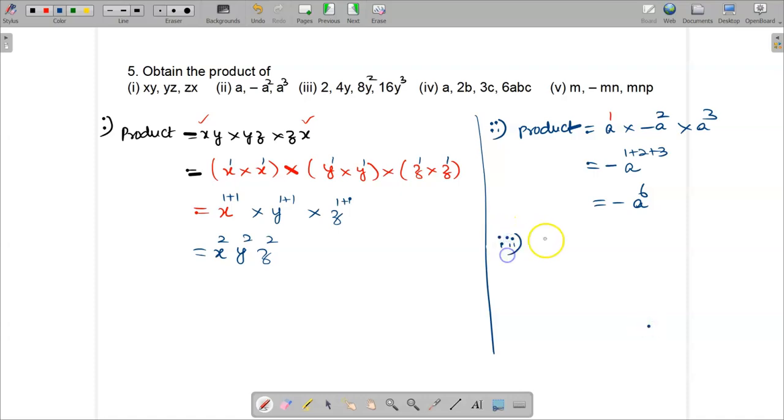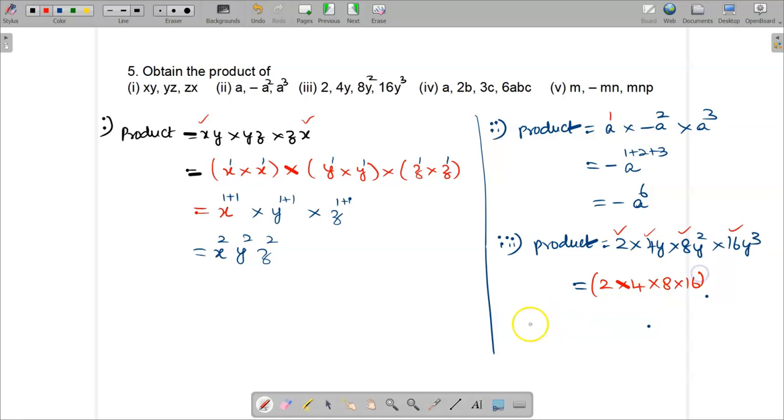Coming to the third problem, the product is given by multiplication of these terms. What are the terms I have? 2 into 4y into 8y square into 16y cube. Generally the constants we have to multiply first. What are the constants? 2, 4, 8, 16. So 2 into 4 into 8 into 16, that I can multiply first, followed by the variables. What are the variables available? y, y square and then y cube.